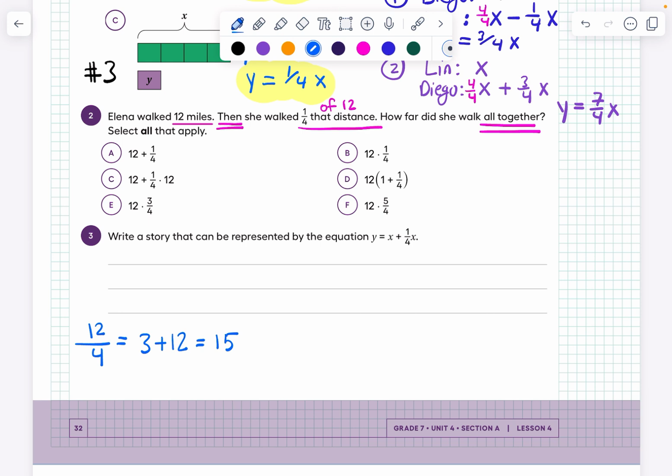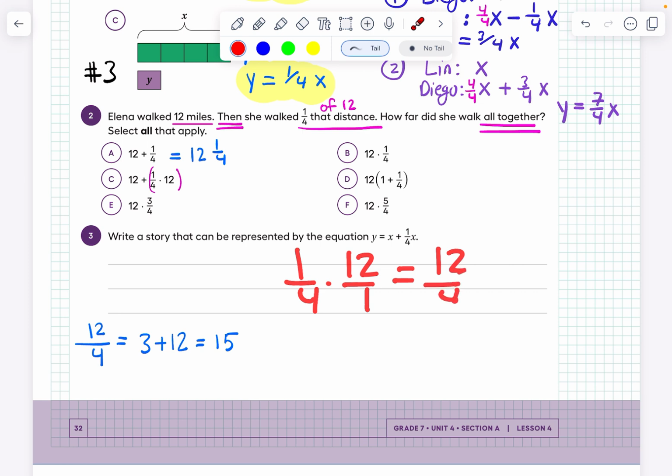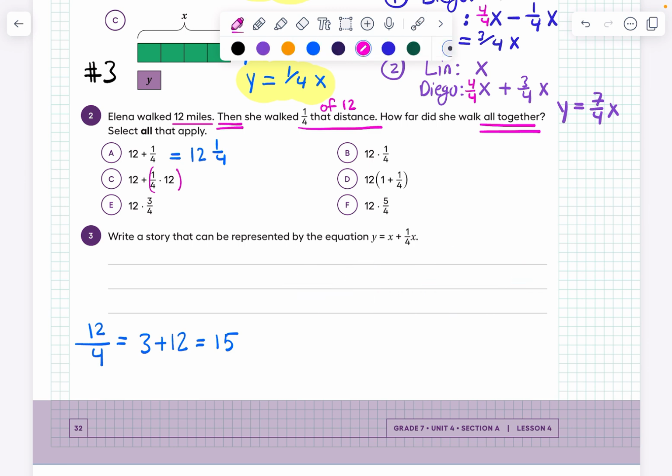Okay, so let's go through these one by one. 12 plus 1/4 is 12 and 1/4, so that's not a match. Now, if you look at B, we have to do order of operations. So we would have 1/4 times 12. 1/4 times 12 would simply be 12 over 4, and we just said it was 3. So really, this simplifies to 12 plus 3, and that would be 15. So C is an answer.